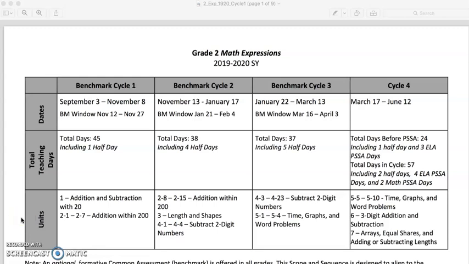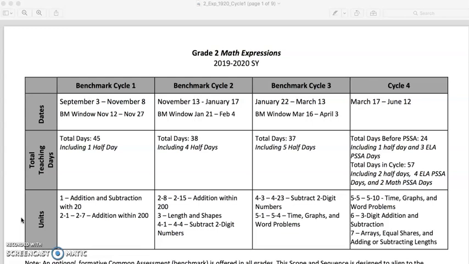Over the course of the next 7 to 8 minutes, I'm going to share with you some of the key features of the Grade 2 Math Expression Scope and Sequence for the 2019-20 school year. As you can tell from this first page, it's very similar to the past years, but as you start to flip through, you'll see that there is some restructuring and some additional information that is being provided that I hope will be helpful.